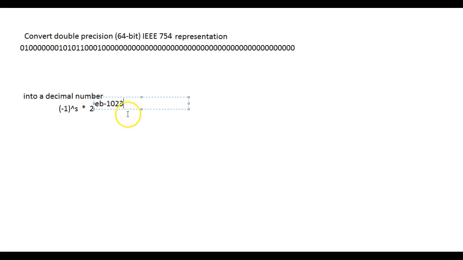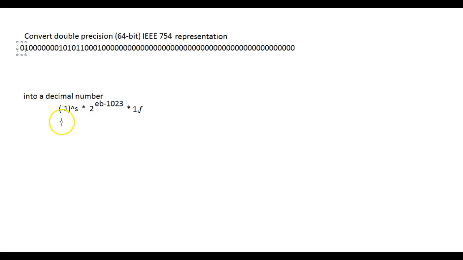Before we go into that, I'll finish the equation. We have another part of the equation, so all that times 1 point the fractional part. The fractional part is again found up here in this number. So we're just basically filling in the equation, plug and chug. The sign bit is always the first bit, so that's right here. This is the sign bit, that's 0. And if it's a 0, that means it's a positive number.